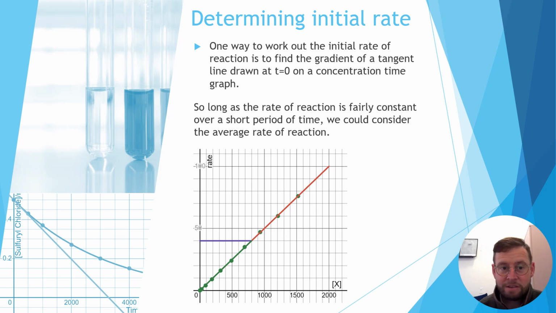Now, a rate-concentration graph looks at the changing concentration and plots it against the concentration. In that case, if the reaction is a first order reaction, then we expect a straight line, that the higher the concentration, the higher the rate of reaction. And for any particular concentration, we could work out what the rate of reaction would be.